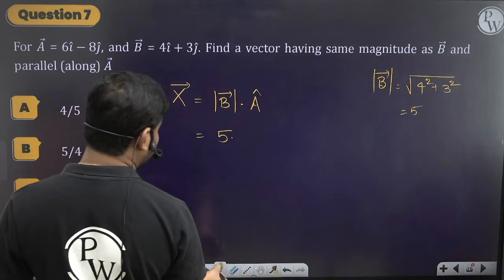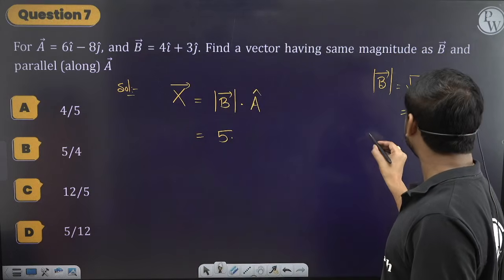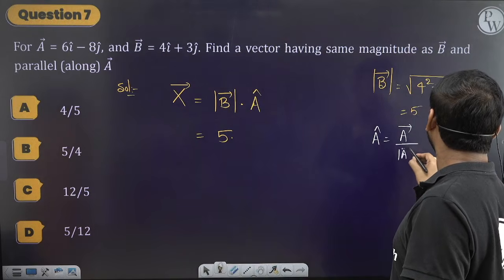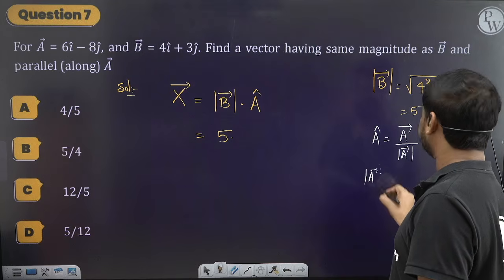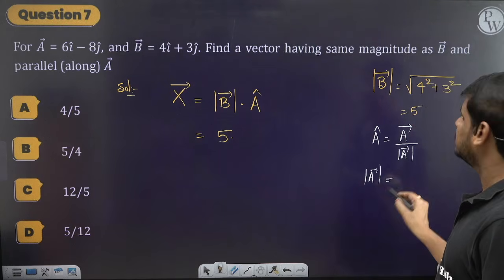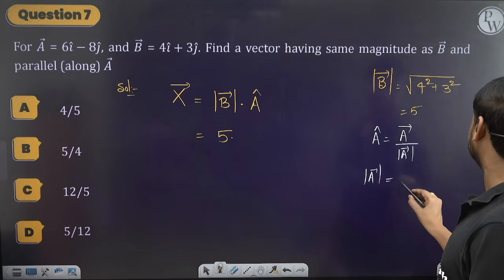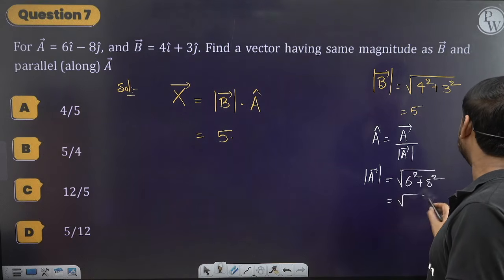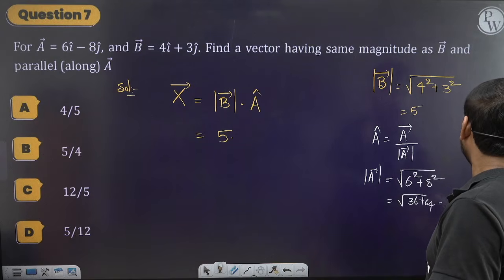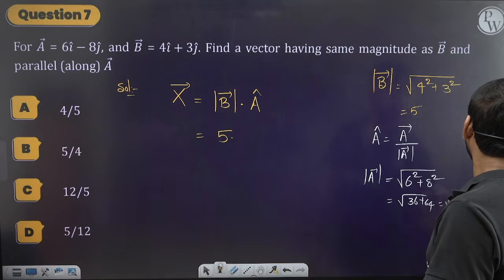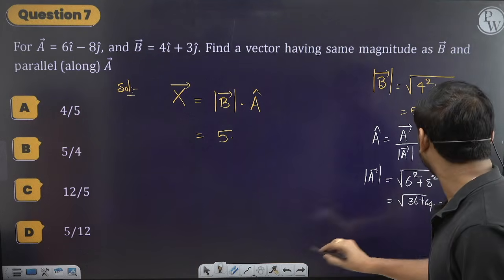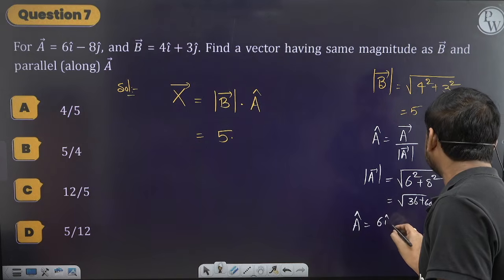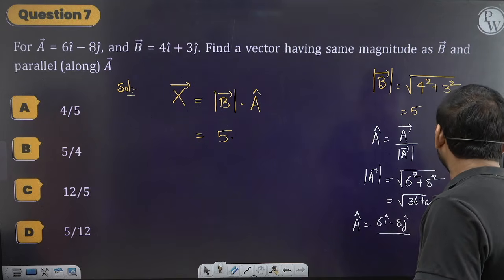And how do you find the unit vector of A? Unit vector of A is vector A by the magnitude of vector A. So what is the magnitude of vector A? Vector A is 6i plus 8j, so which is square root of 6 square plus 8 square. So this is going to be 36 plus 64, which is root 100, which is nothing but 10. So that means we can write the unit vector of A is vector A, 6i cap minus 8j cap, by 10.